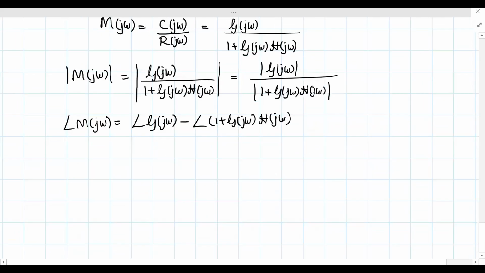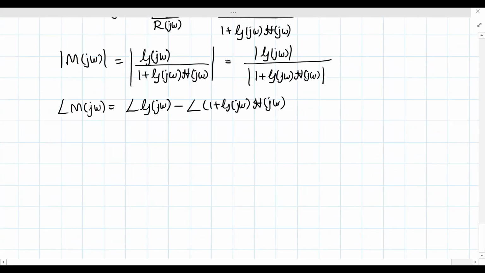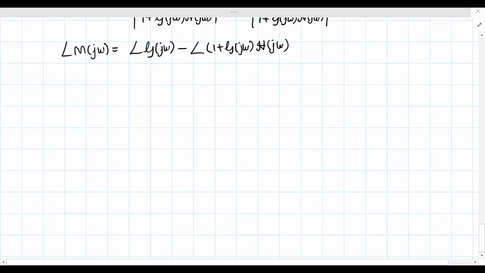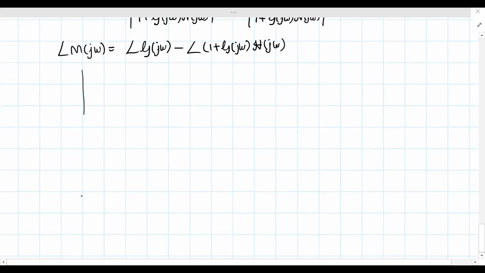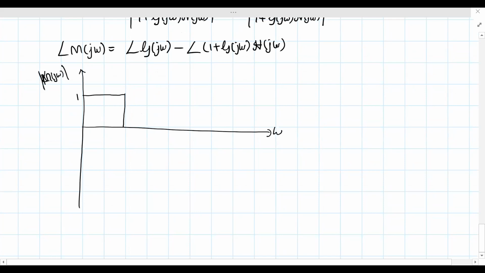Now most of the control systems exhibit low pass filter characteristics. What do you mean by low pass filter characteristics? That means all frequency signals below the cutoff frequency will be passed, and all frequencies above the cutoff frequency will be attenuated. Or ideally, it has a characteristic like this. Omega. This is 1, and this is the magnitude, modulus of M(jω). So this is called the cutoff frequency.